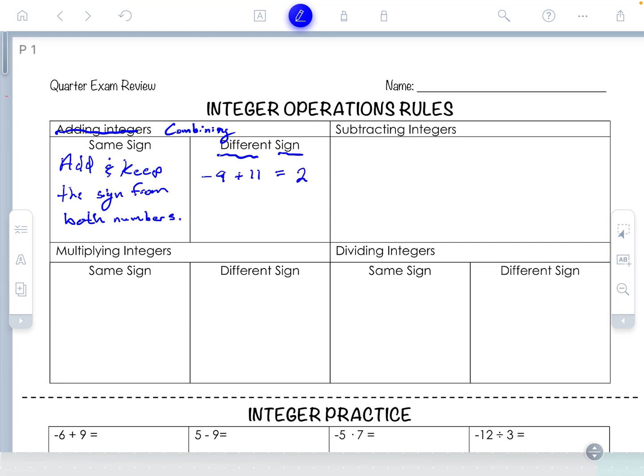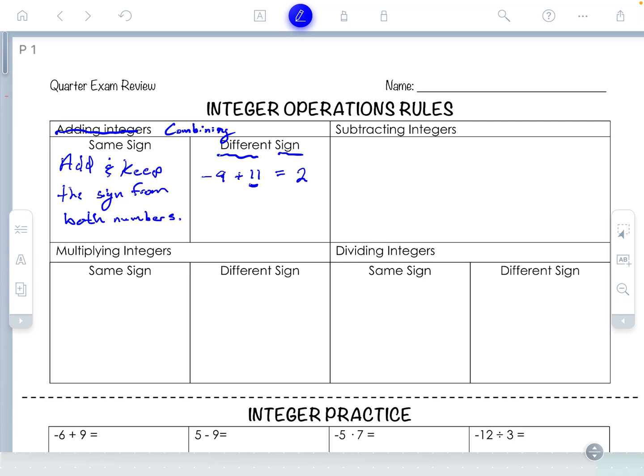How did I get that? How do we get 2? Well, Mr. Groves, 11 minus 9 is 2. Okay, but Mr. Groves, why did you keep it positive? And the reason why I kept it positive is because 11 is a bigger positive. Oh, it looks like a smiley face. My point is that with 11, we had more positives than negatives.